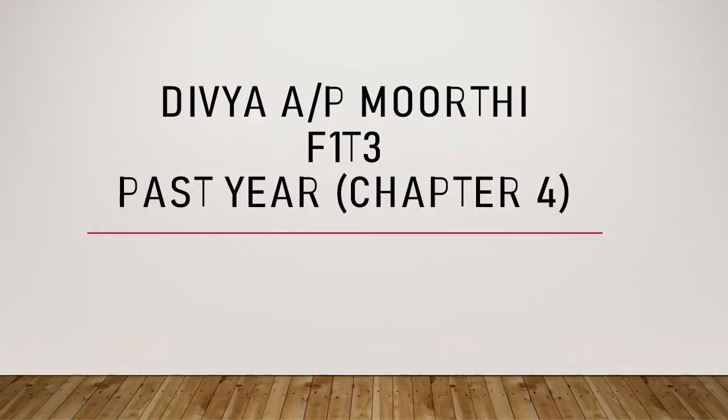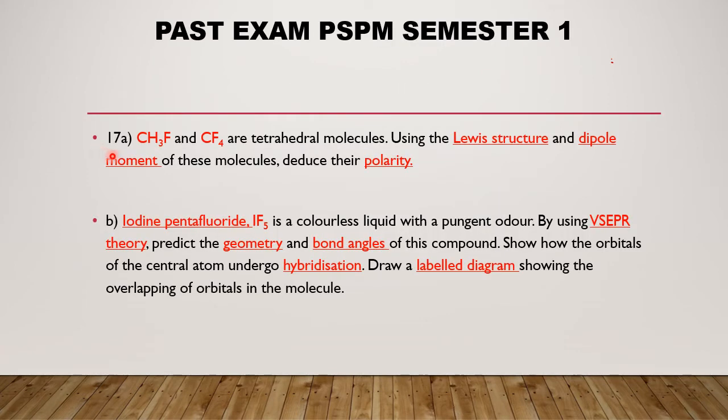I am from F1T3 and today I am going to discuss a past year question from chapter 4. Question number 17a. Fluoromethane and carbon tetrafluoride are tetrahedral molecules. Using the Lewis structure and dipole moment of these molecules, deduce their polarity.